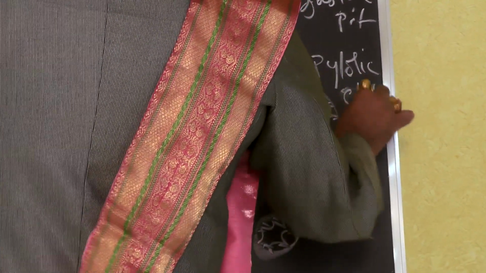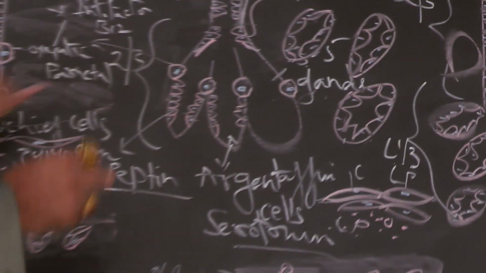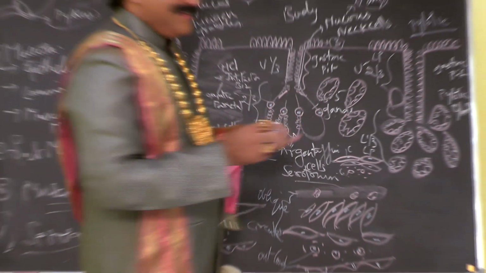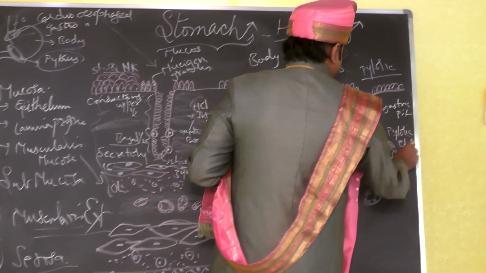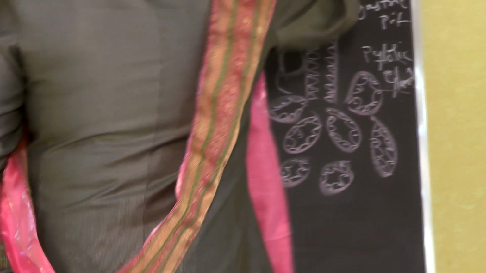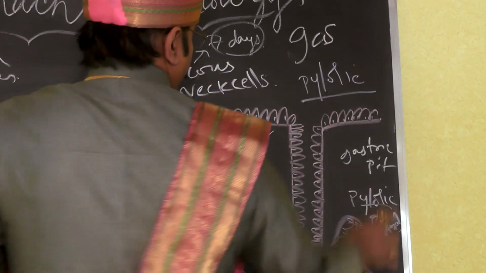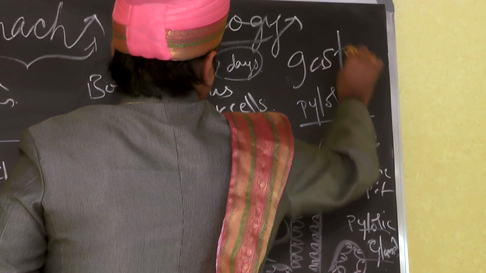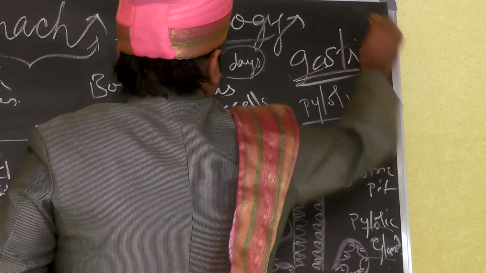Those which are present in the body are called gastric glands. Now here you have the pyloric glands, and they produce the hormone gastrin. So you should remember, the pyloric glands are producing the hormone gastrin. This you should understand.